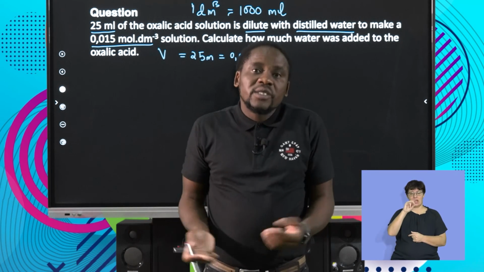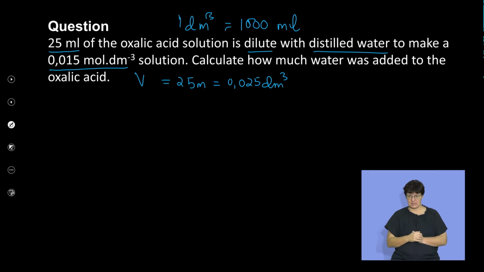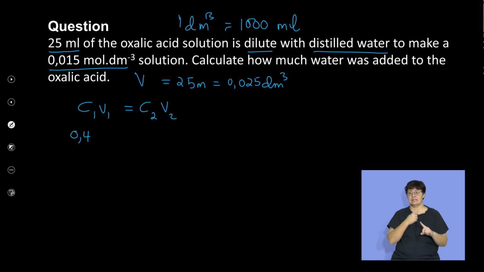So what is it that we know in terms of dilution? We can use the formula: concentration 1, which is the original concentration, times volume 1 of the actual acid before we added the water. When you dilute, we will get concentration 2 and volume 2. But what remains the same is the number of moles. So concentration 1 is 0.4, multiplied by the initial volume which was diluted, which is 0.025. We've already converted 25 mils to cubic decimeters. Now the new lower concentration after adding more distilled water becomes 0.015.